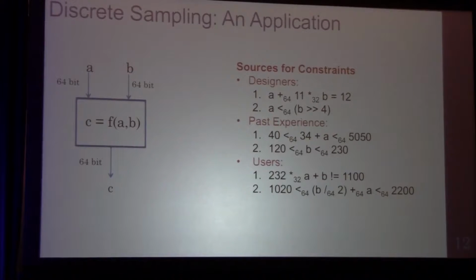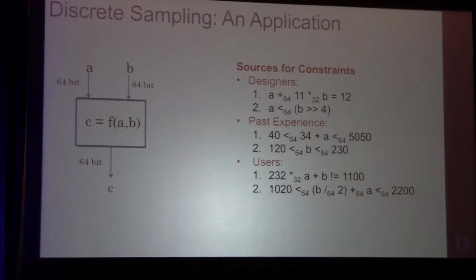So I'll just read out the first line. This is saying that if you take the input A and do a 64-bit addition with the result of multiplying 11 with B using some 32-bit multiplication. So this is a 64-bit addition with a 32-bit multiplication. Then the result should be 12. And these are the values of A and B which satisfy this constraint here.